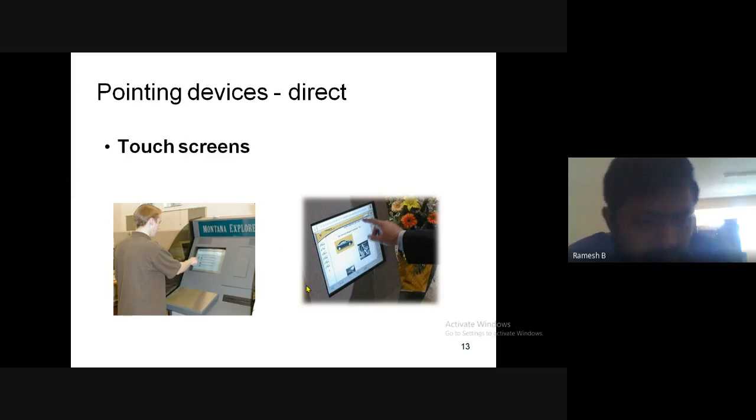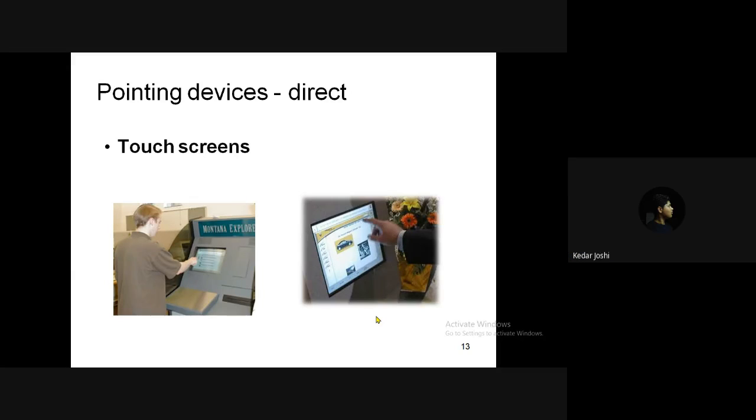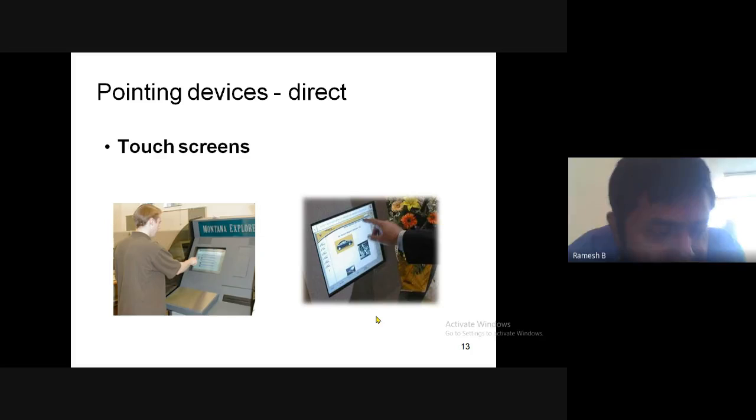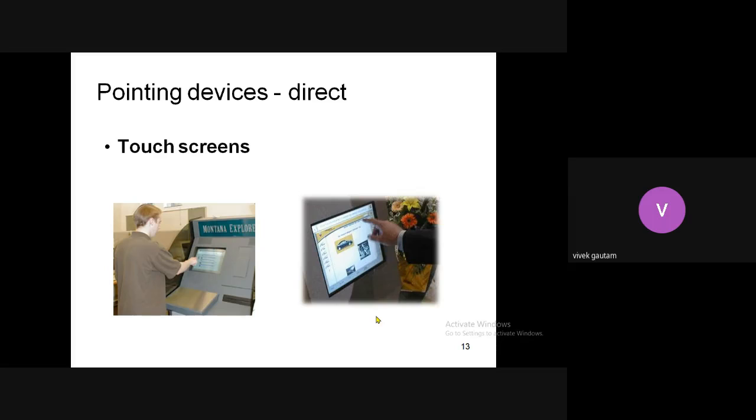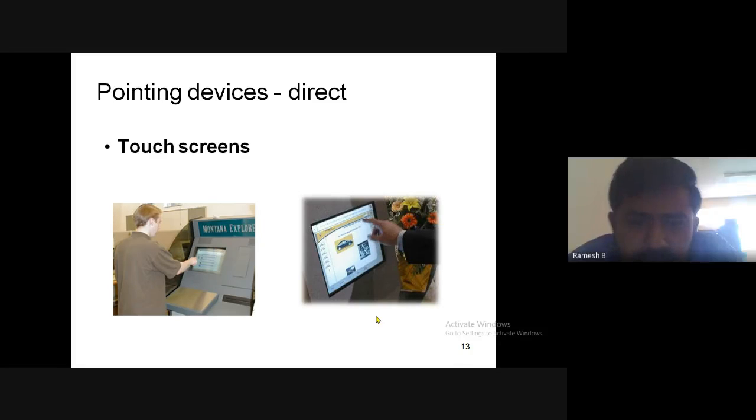Now, pointing devices, touch screens. Touch screens are examples of pointing devices. Where can we find touch screens? Smartphones. ATMs, sir. ATMs, then phones and laptops. Touch screen laptops, yes. Some operating systems will provide touch screens also. Where else can we find touch screens?